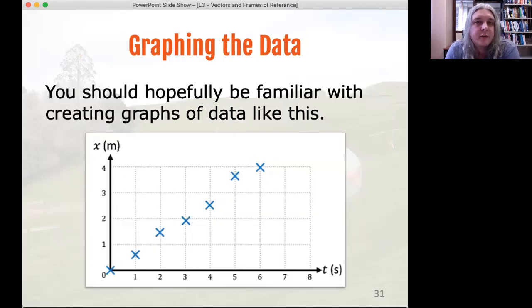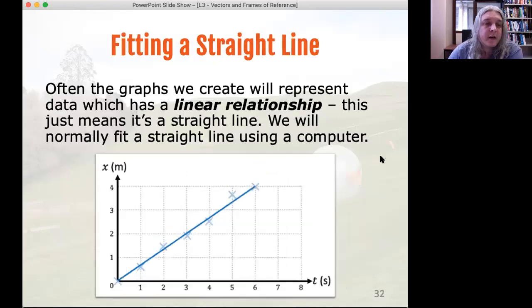To graph it, you should know how to do this. You just plot the two coordinate axes, your time across the horizontal, your x vertically, and then you just mark on all the different data points. So there's our data points. You then fit a straight line, and that will look something like this. Usually when we're graphing something, we're trying to make it have a linear relationship, which means a straight line fit. We'll normally do it using a computer, which can tell us the slope and the intercept and everything. Here, I haven't done that.